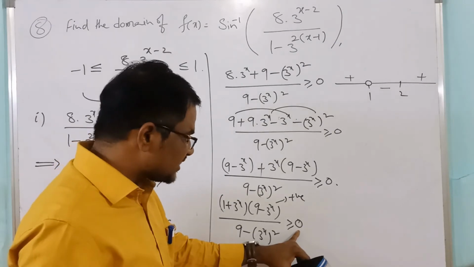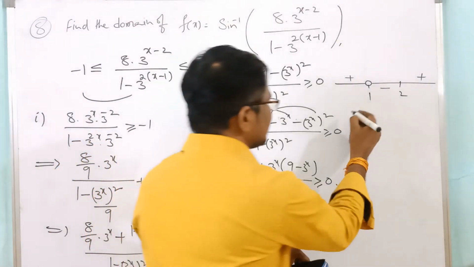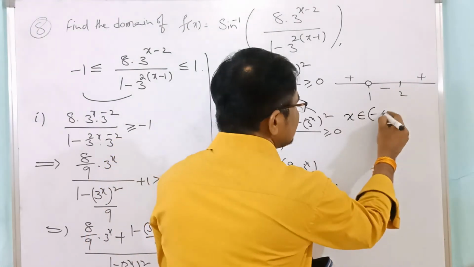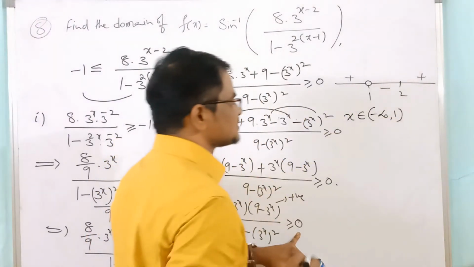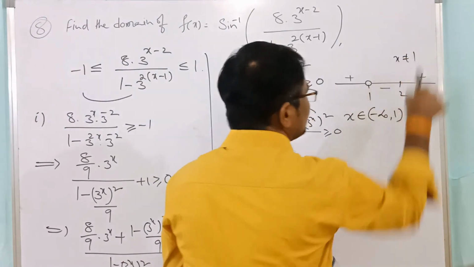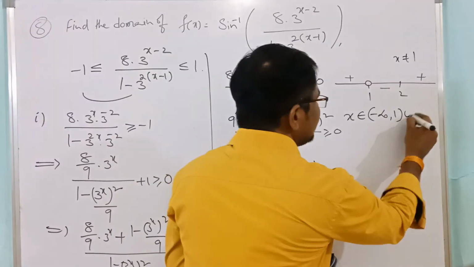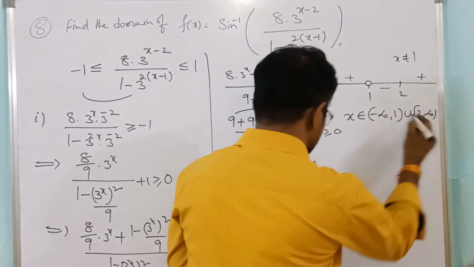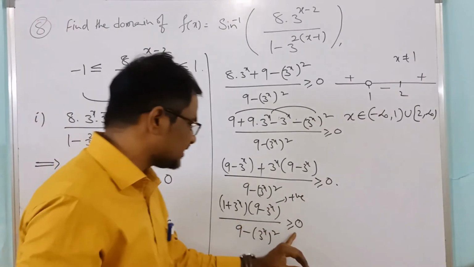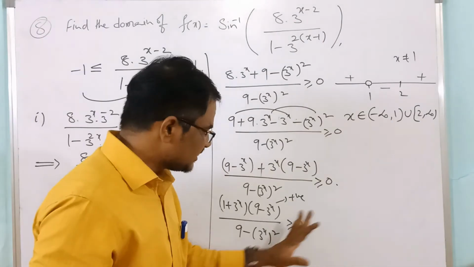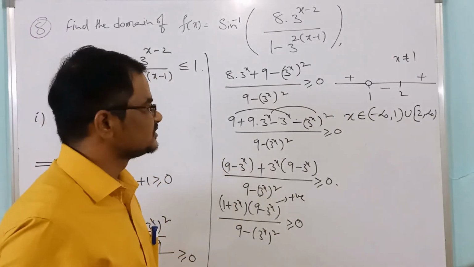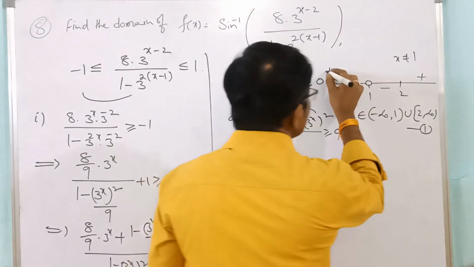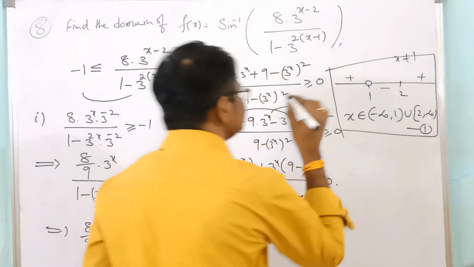Now here you want greater than or equal to 0. So that's why x belongs to minus infinity to open interval 1, because here x is not equal to 1, union closed interval 2 to infinity, because if you take x equal to 2, you will get greater than or equal to 0, because equal to 0 is also allowed here. So this is equation number 1 by the first condition, right?